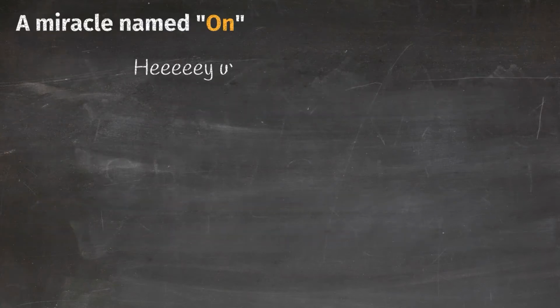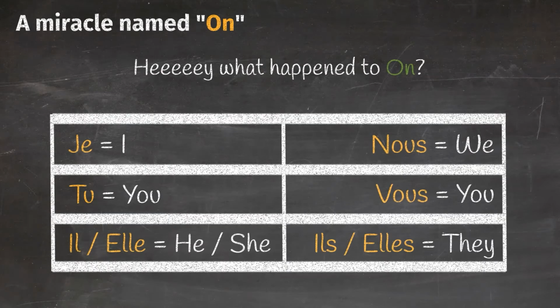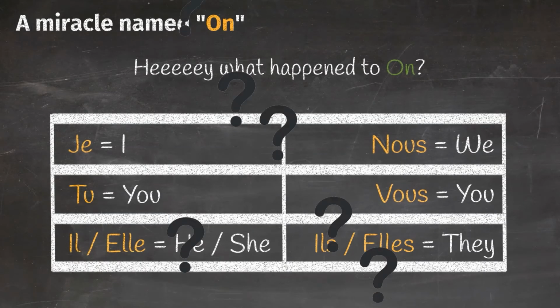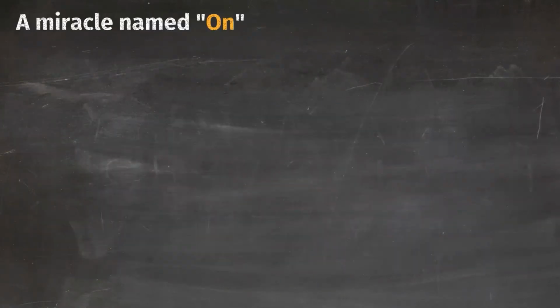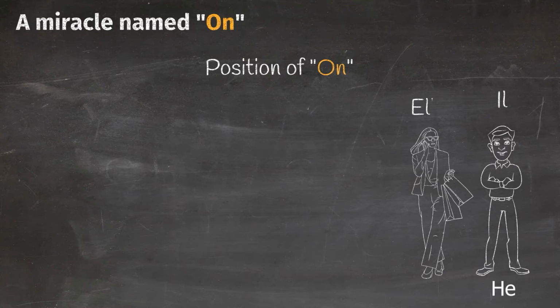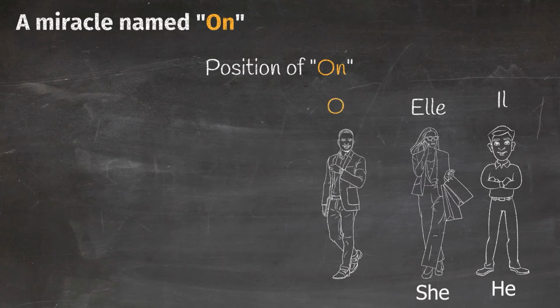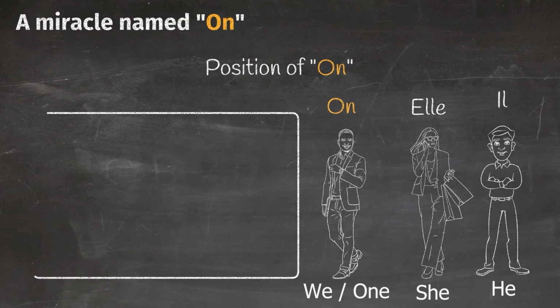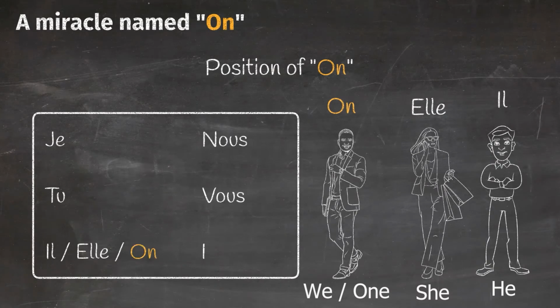Now there's one more question. Where is the position of on in this chart? Well, I talked to them, and as I understood, if this is il, and this is elle, then on is in the same group. Regardless of the meaning of on, it will always remain in this group.